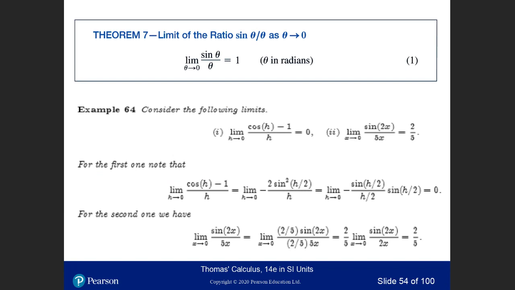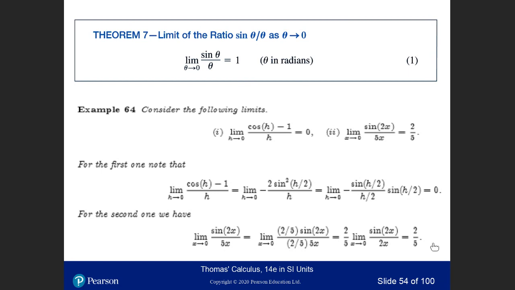Okay, so that's the theorem proved here. Now, using this result, we can prove other things. For instance, the limit as h goes to 0 of (cosine h minus 1) divided by h must be 0. And the limit as x approaches 0 of sine 2x over 5x is equal to 2 over 5. Now let's look at the first one. We are going to use this result to show that this is true.